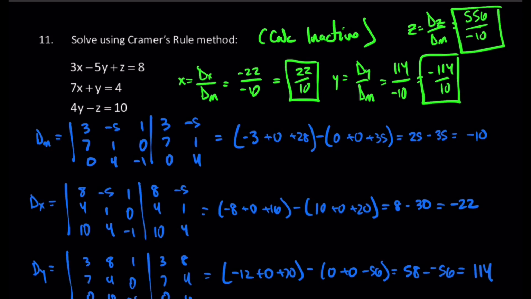So this is one advantage of Cramer's rule, is that if your answers are messy, so obviously these would all be decimals, right? 2.2, negative 11.4, negative 55.6. This would be a major pain to try and do with Gauss-Jordan. So that's why Cramer's rule is always going to be an option for you.